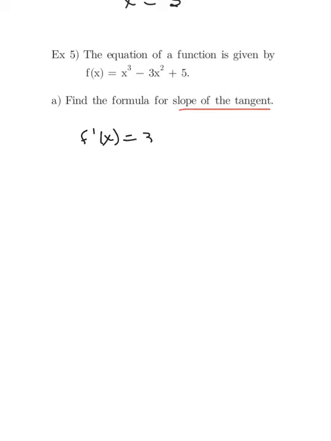Take the 3 to the front, 3x, go down by 1 squared, minus, take the 2 times the 3 and get 6x, go down by 1 to the first, and then the derivative of 5 is 0, so we don't need to write that down. So this is the formula for slope of the tangent.